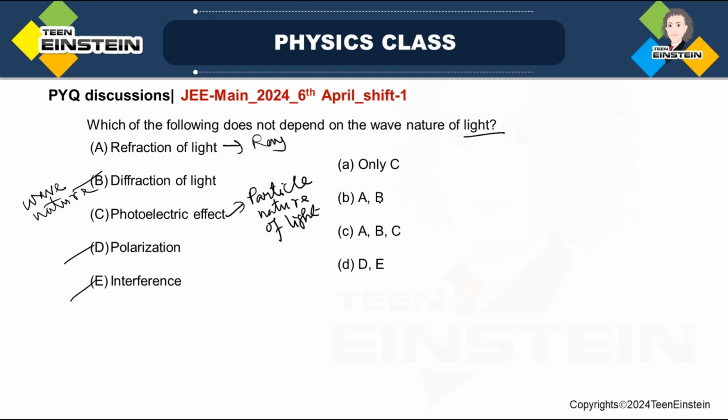Then A, B. A anyway does not depend on wave nature, so this is gone. A, B, C. A again does not depend on the wave nature. D, E, actually polarization and interference. Obviously we use the wave nature of light to explain polarization and interference phenomena. Okay, so this is also not true.